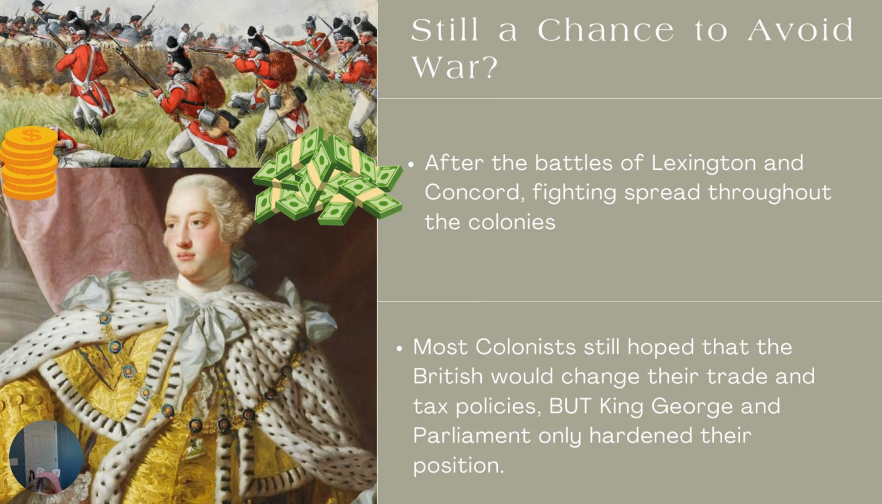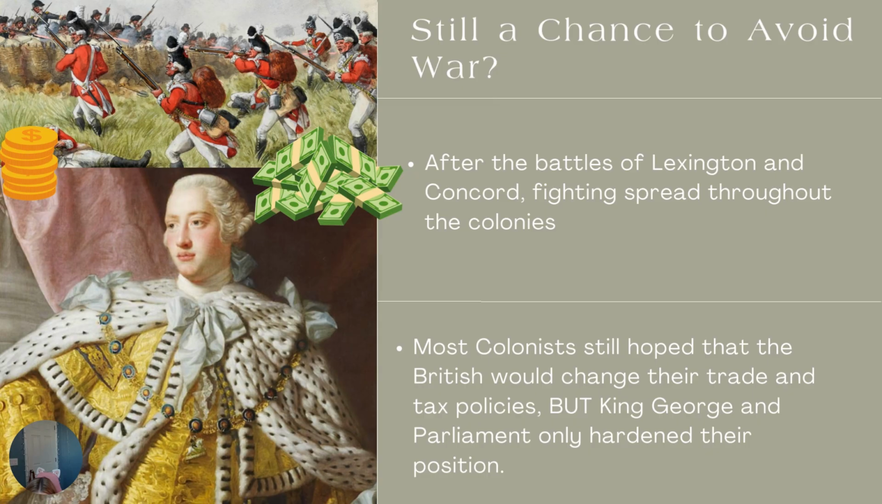All right. They were hoping there was still a chance to avoid war after Lexington and Concord. Things really just took off and fighting spread throughout all of the colonies, where these Minutemen, these colonial militias, were basically going after the British and the British going after them. But a lot of colonists still hoped that the British would change their trade and tax policies. Remember, we gave them the Olive Branch Petition to basically say, hey, we're still willing to work things out with you.